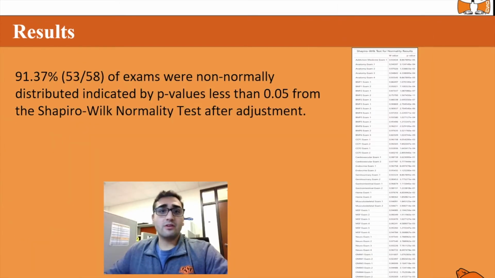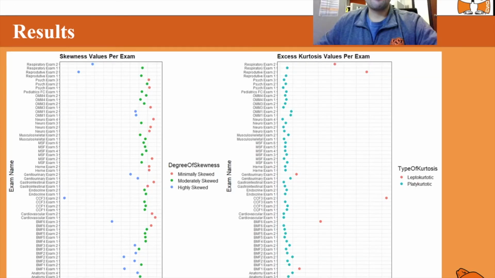Likewise, the numerical analysis revealed that 53 out of 58 exams, or about 91%, had statistically significant deviations from normality. The table here is just reporting those values for each exam and is mostly featured for completeness' sake. So here are the results for skewness and kurtosis.